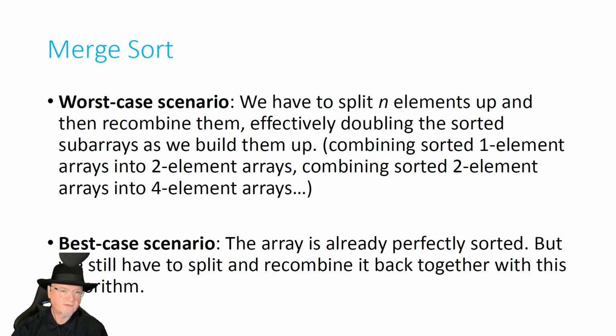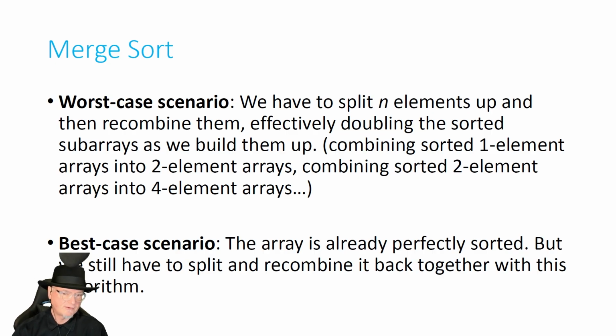Now the worst case scenario is that we have to split up n elements and recombine them. And it doubles the sorted subarrays as we build them up, but each of the subarrays is smaller as we split them in half. So, in other words, we combine the sorted 1 and 2 element arrays for the case we have an odd number at the very smallest level, and we combine sorted 2 element arrays into 4 element arrays, and so on and so on and so on.